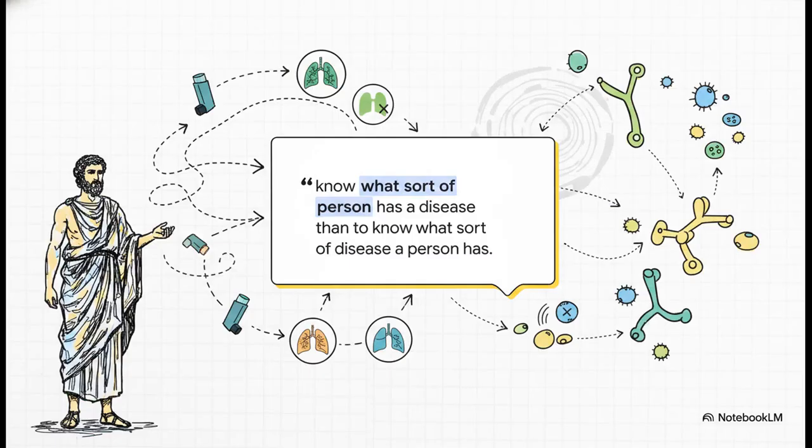So check out this ancient insight from Hippocrates. It is more important to know what sort of person has a disease than to know what sort of disease a person has. Honestly, this perfectly captures why we just don't hand out the same inhaler to every single patient anymore. It lays the groundwork for targeted therapy because, as you know, not all patients respond to standard treatments, and some even get hit with toxic adverse reactions.